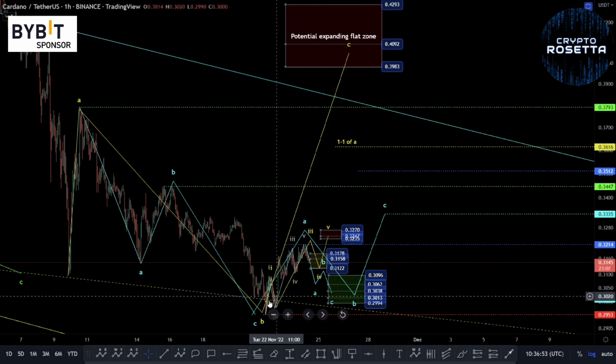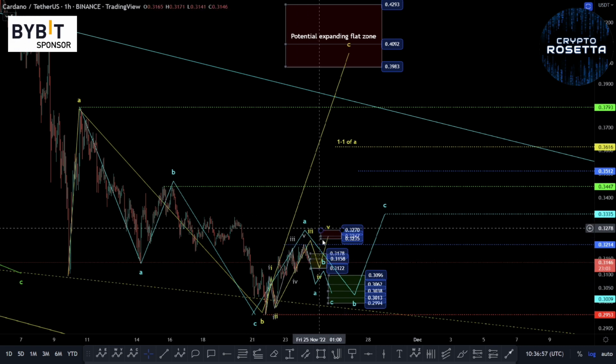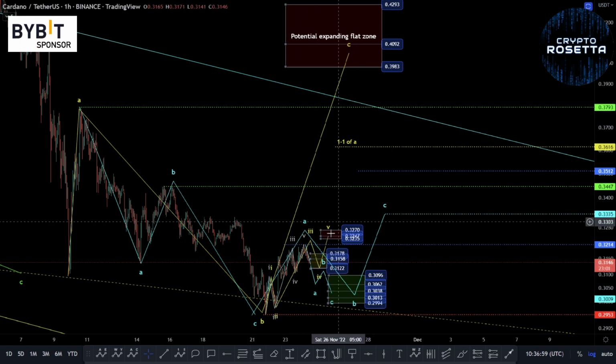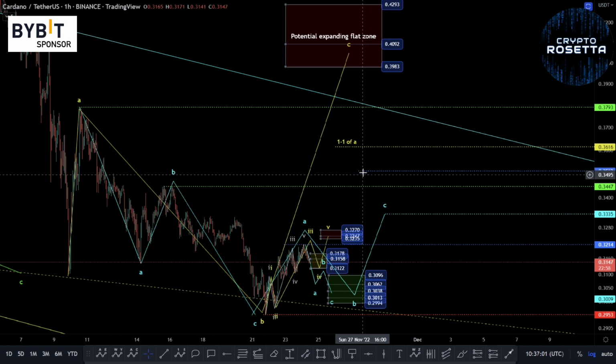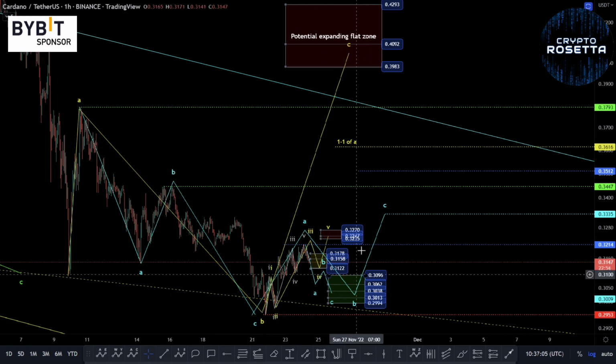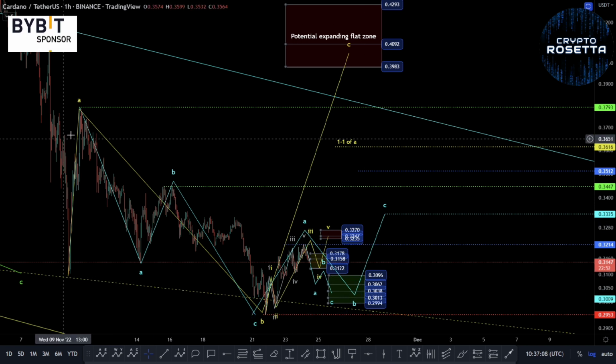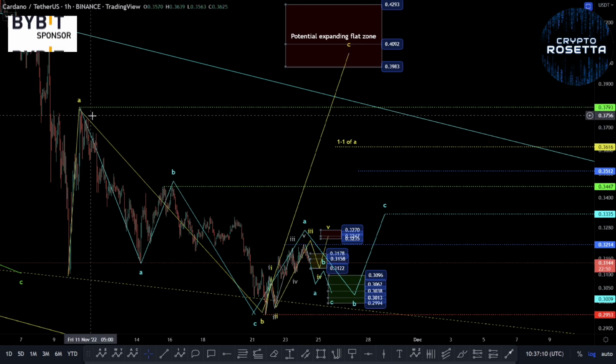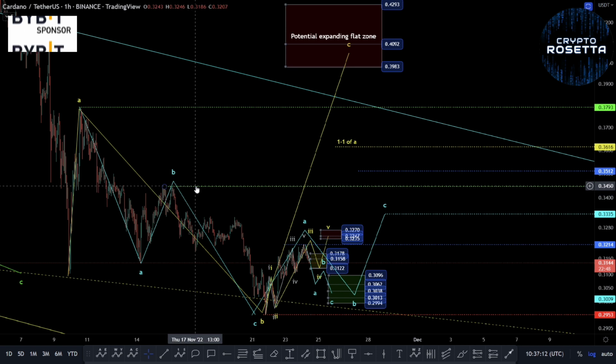Though, given the current shape of this one, I don't know if it would have enough to reach up there, especially if this is the impulsive trigger for the third. It's more likely that it would end up being a running flat and end before this A wave top here.